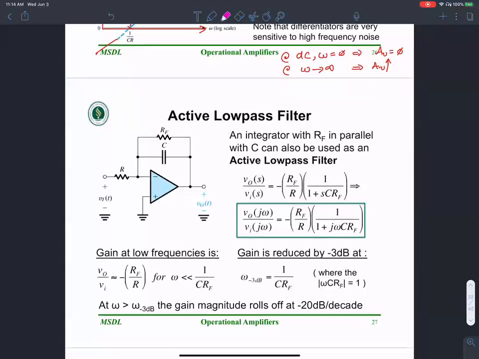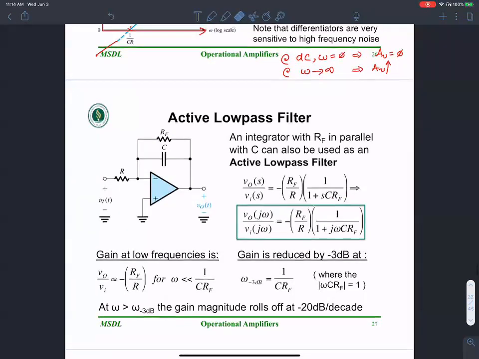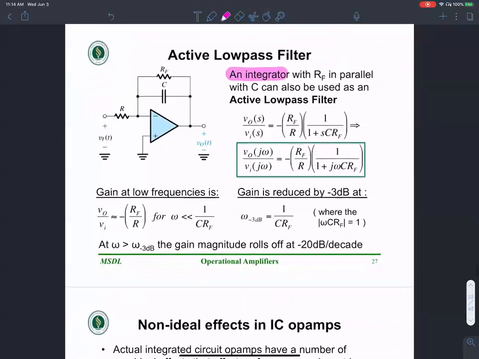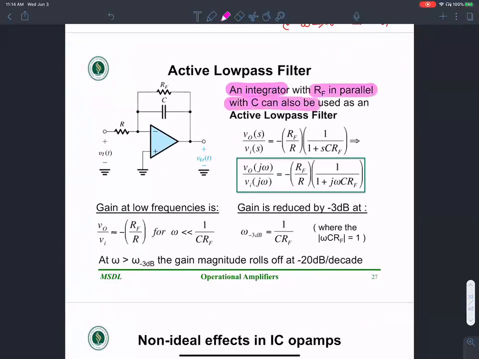If you think about it, the low pass filter had a transfer function. That's the transfer function of a low pass filter. And then that is amplified by some ratio of RF over R, and hence the name active low pass filter. So an integrator with RF in parallel with capacitance can also be viewed as an active low pass filter. This is the omega 3 dB frequency. The gain at really, really low frequencies and at DC, that's the DC gain.